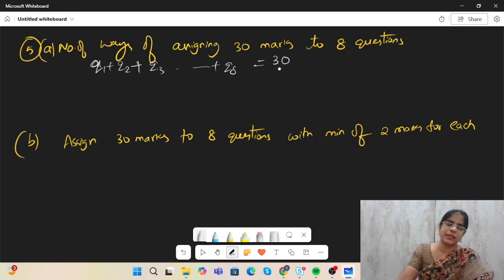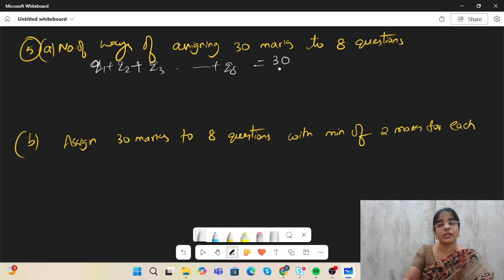So I can assign any number of marks for any of the questions there. I can assign 1 mark for the first question, 3 marks for the second question, 2 marks for the third question. It is my choice, right? So it's again the same multinomial rule that I can apply here, right?